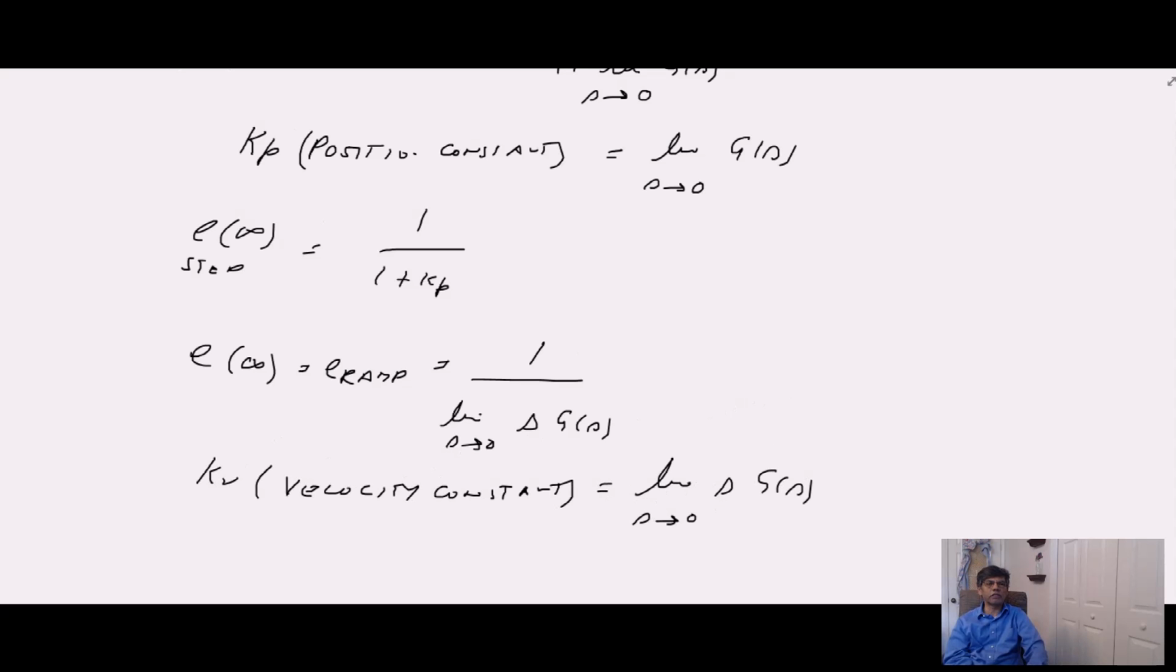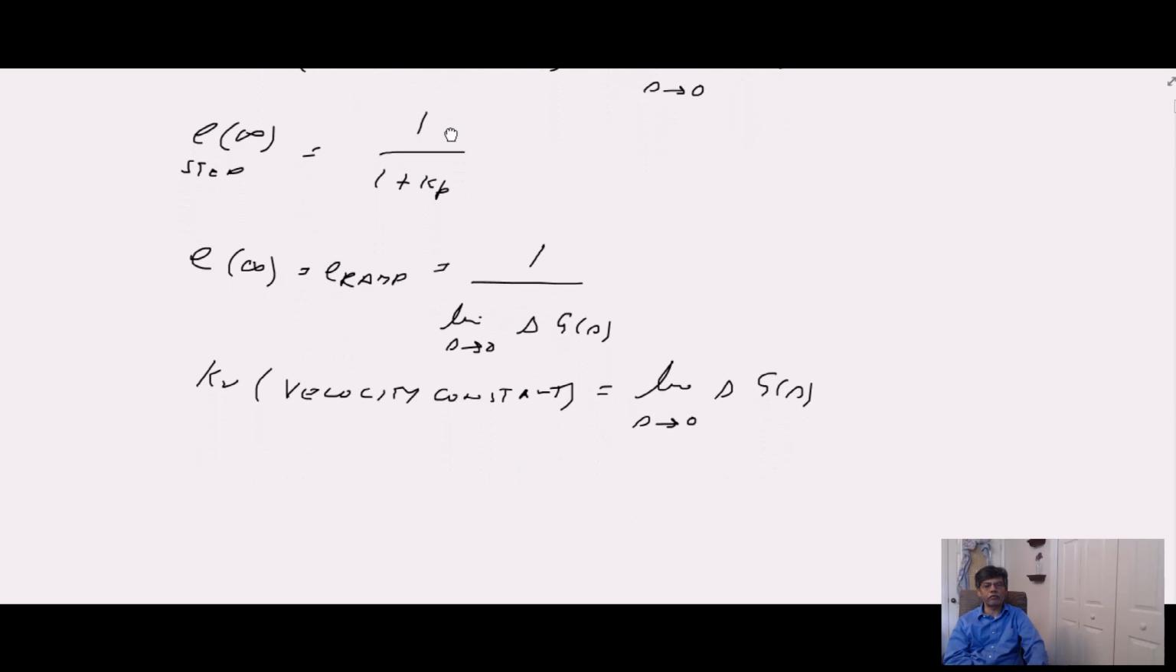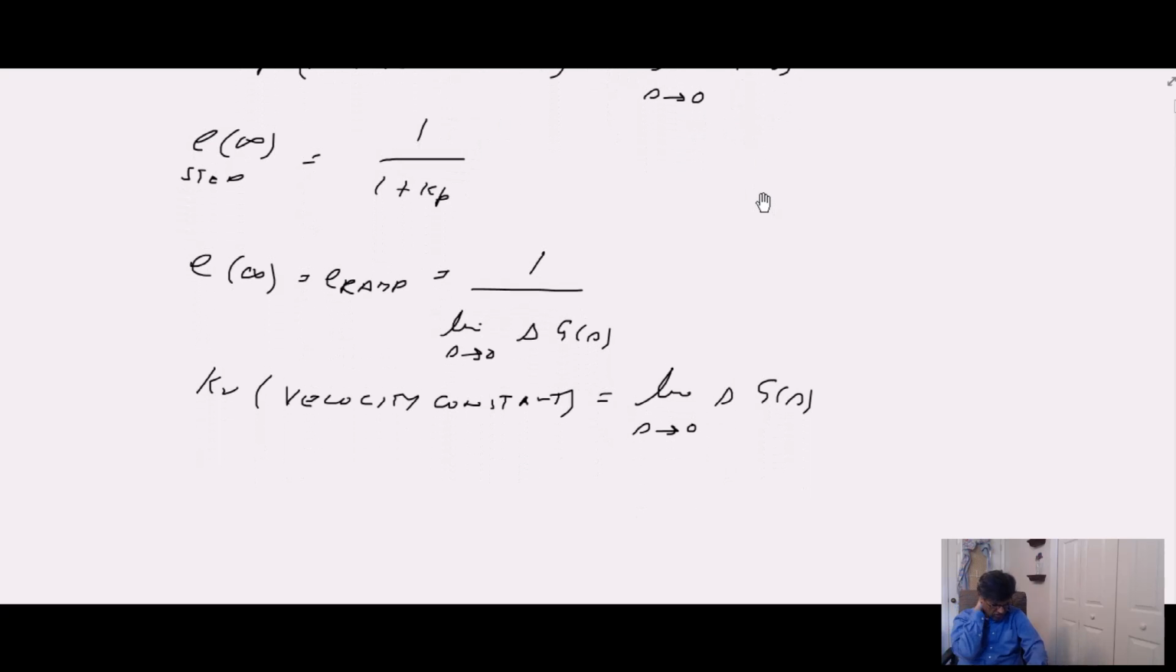So hopefully that is clear. It's just a matter of writing a different format. The Kv is really called the velocity constant. And we can find the steady state error e_ramp(infinity), which will just be equal to 1 over Kv, the velocity constant. But you have to find the velocity constant to find the steady state error.